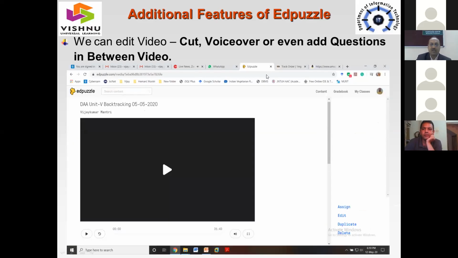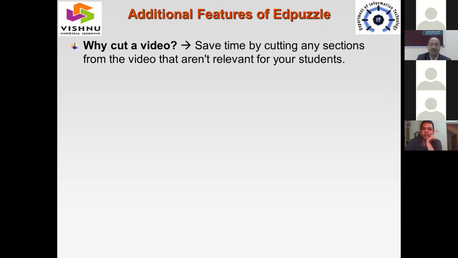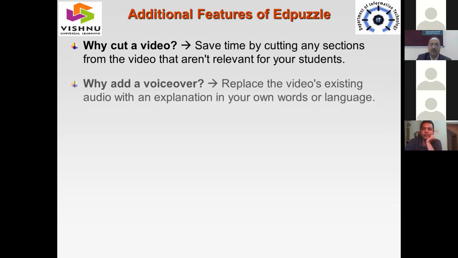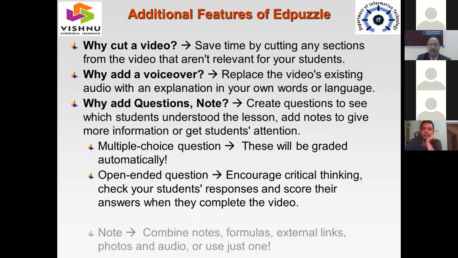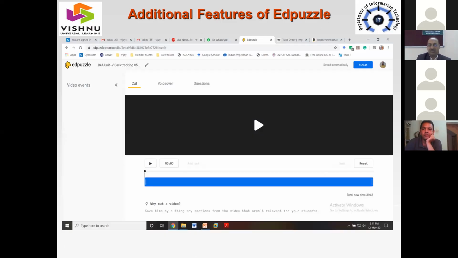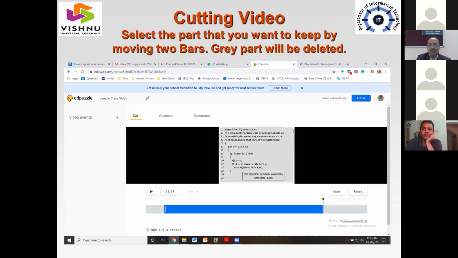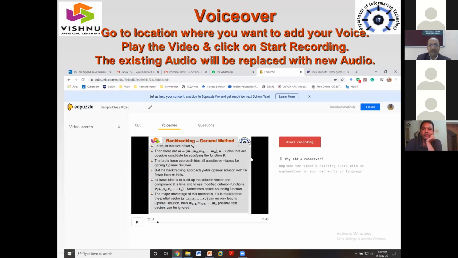Then we are seeing here the 3 options: cut, voiceover, and adding questions in between. So I told you why to cut the video, how to do it, and why to do voiceover. 3 types of questions we can add here. So the cut part: the blur part or gray part will be deleted. Only the blue part will be kept. Adding the questions, I hope everyone got the idea how to add the questions at the top.